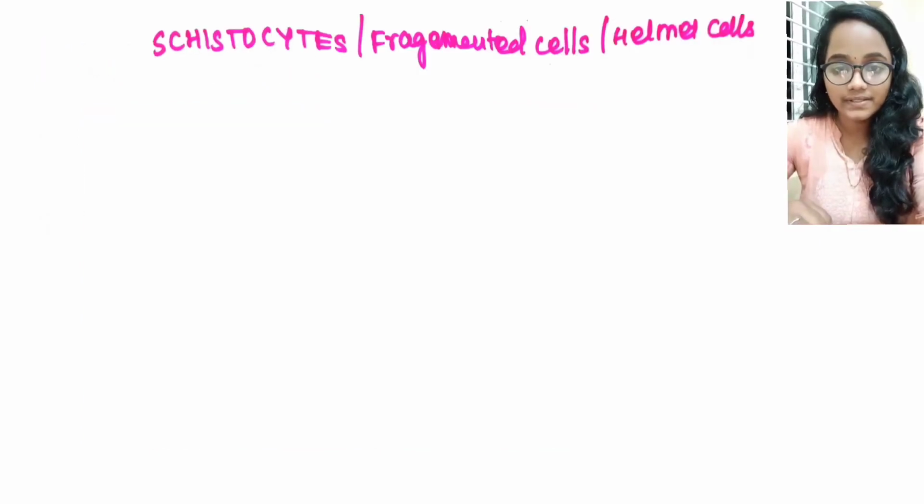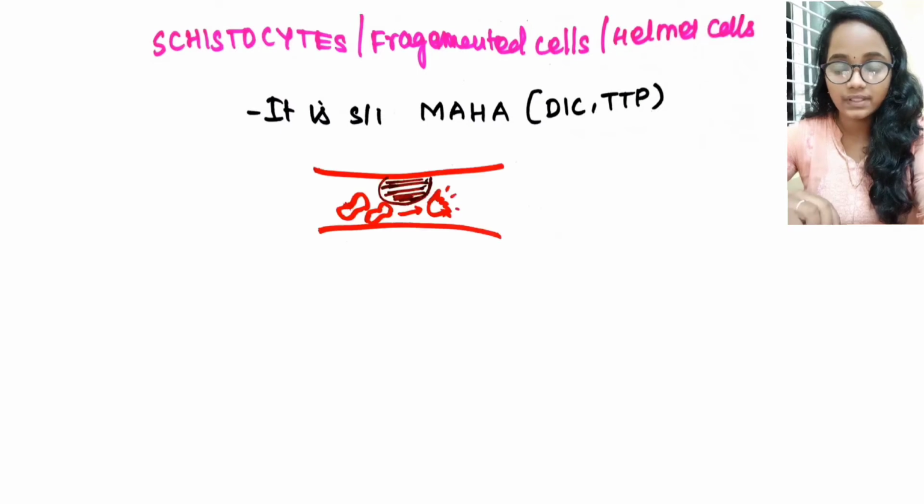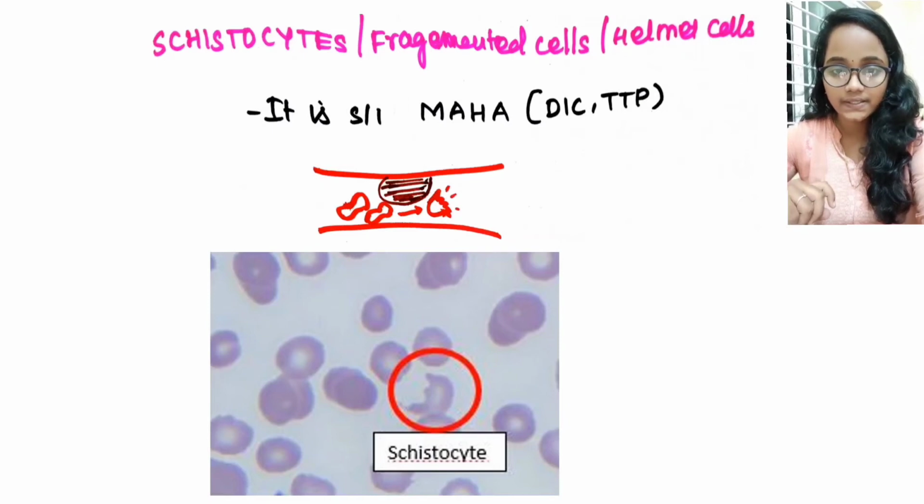Schistocytes are fragmented cells or helmet cells. These cells are seen in microangiopathic hemolytic anemia. In microangiopathic hemolytic anemia, there are thrombi within the blood vessels. When RBCs pass through these thrombi, they get squeezed and fragmented. These cells are called schistocytes.